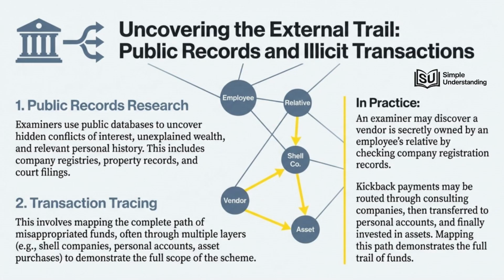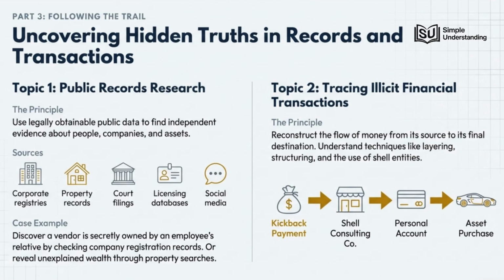In real cases, a fraud examiner may discover that a vendor is secretly owned by an employee's relative by checking company registration records. Property searches may reveal unexplained wealth. Court records may expose prior lawsuits or criminal history relevant to motive and pattern of behavior.